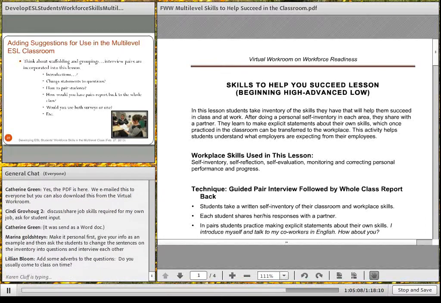And Cindy said, whoops, where'd she go? There she is. Discuss and share job skills required for my own job. Yep, I think I did say that before. Good. Add some adverbs to the questions. Do you usually come to class on time? That's funny. I was thinking many of my students would say most of the time or sometimes, not always.